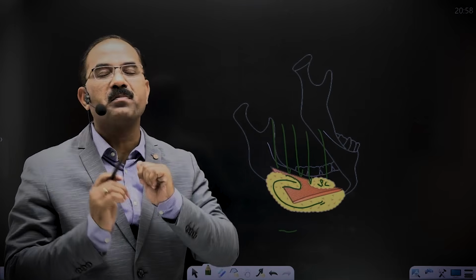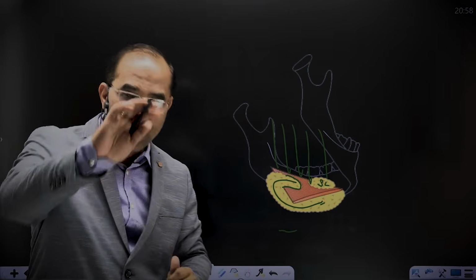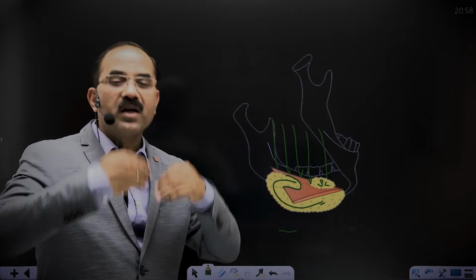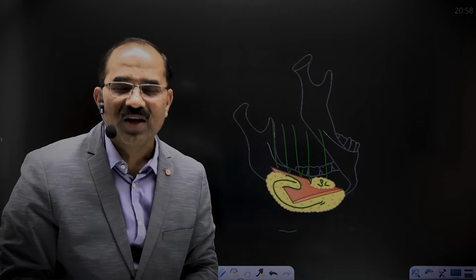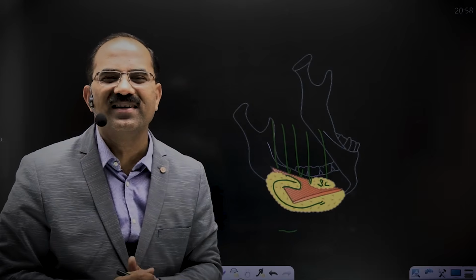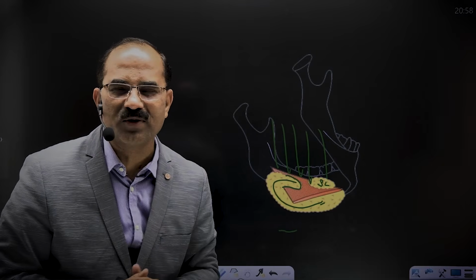Where is the superficial part located? Where is the deep part located? How does it wind around? How does it become a J-shaped gland? Is this clear? You understood the capsules of the gland, the true and the false capsule covering the gland.